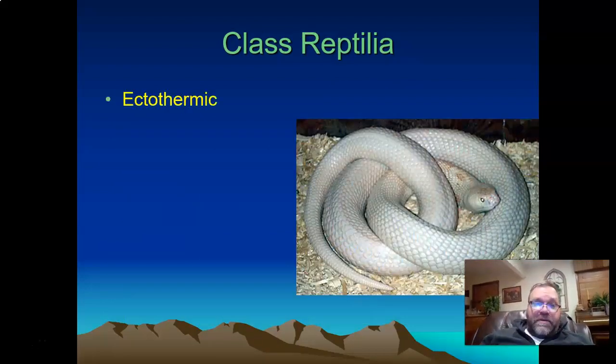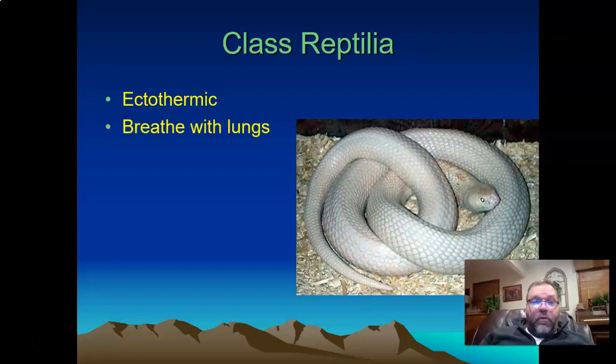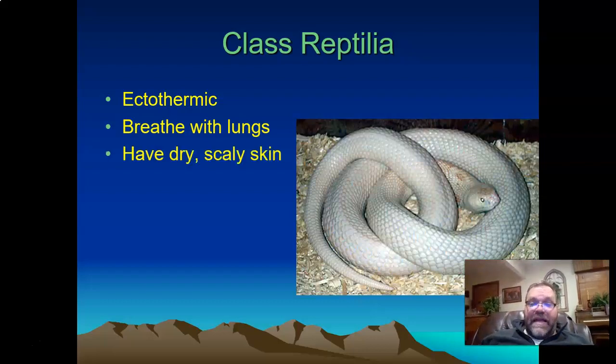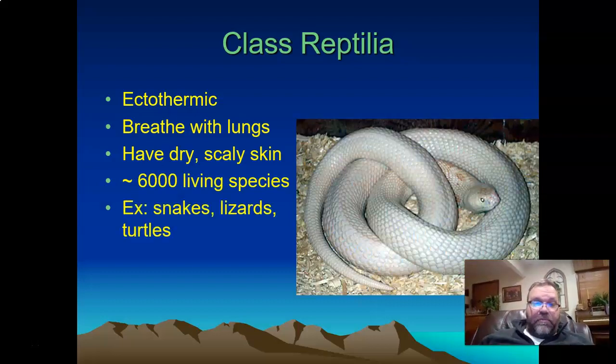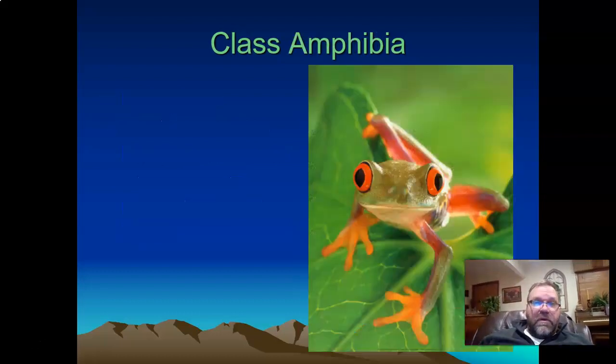All right, what about reptiles? They are ectothermic. That means cold-blooded. They breathe with their lungs. They have dry, scaly skin. There are about 6,000 living species. And examples of reptiles: snakes, lizards, and turtles. That's pretty easy. Again, we'll have a whole unit on reptiles.